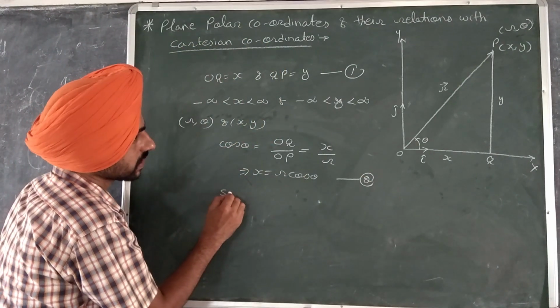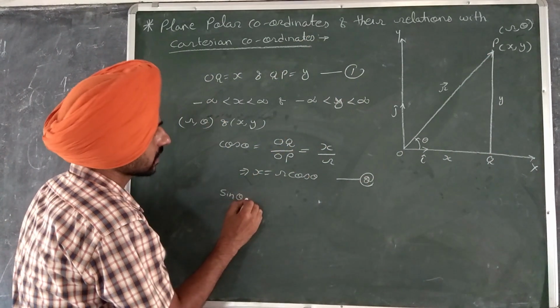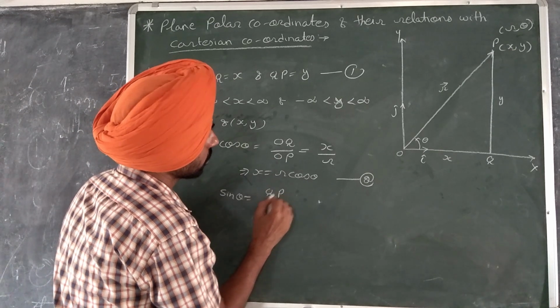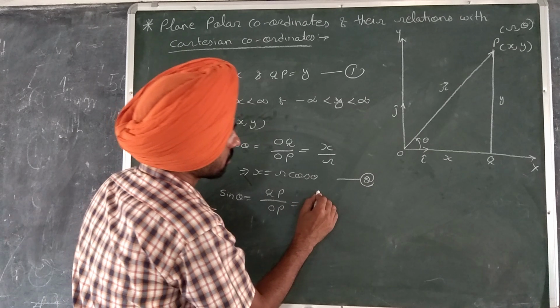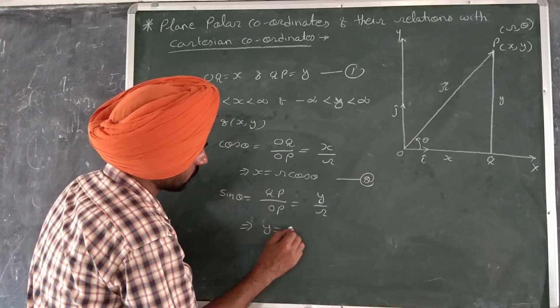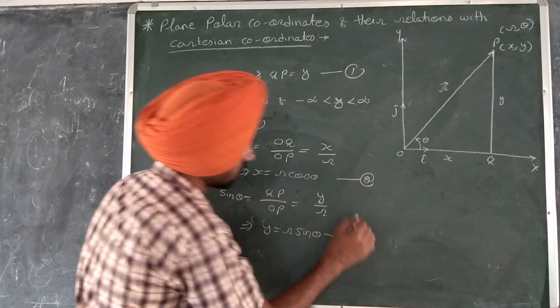Similarly, from the triangle OQP, sin theta equal to the perpendicular QP upon the hypotenuse OP. So this is y upon r. So y equal to r sin theta. This is equation number 3.